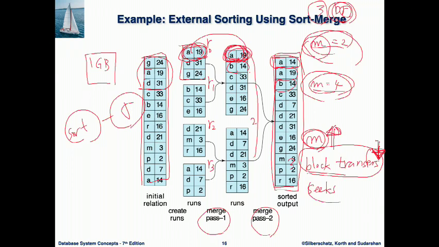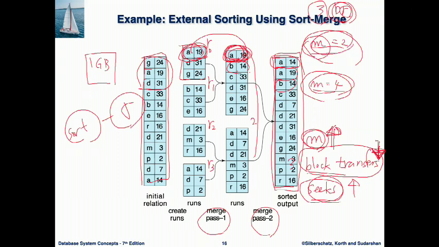However, when you gain something, you may lose something. What I mean is that you're very likely to increase the number of disk seeks. Okay, simply put, why do we have more disk seeks?